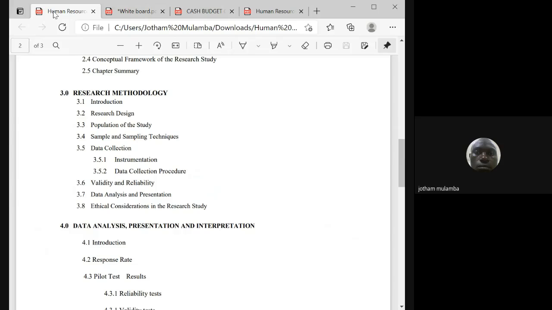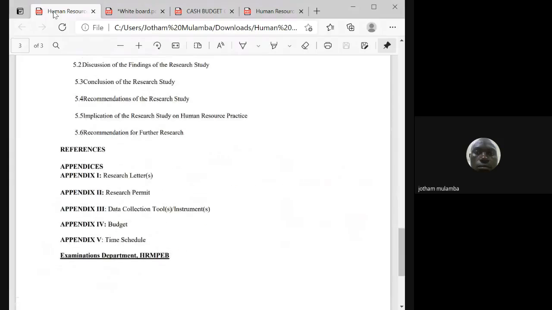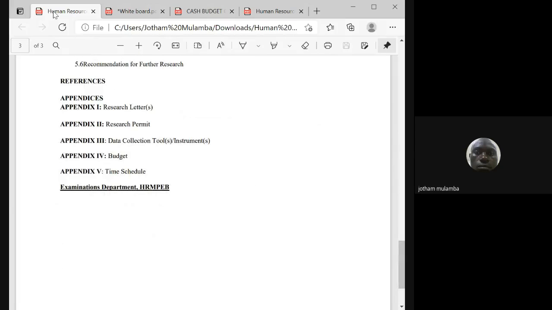So that's all about chapter 3. And chapter 3 marks the end of our research proposal. Now, once you have prepared the research proposal, then we'll go to supplementary pages. In supplementary pages, the first page will have the list of reference.